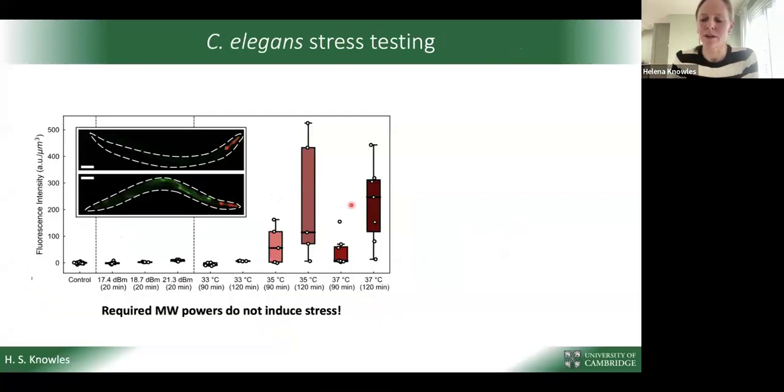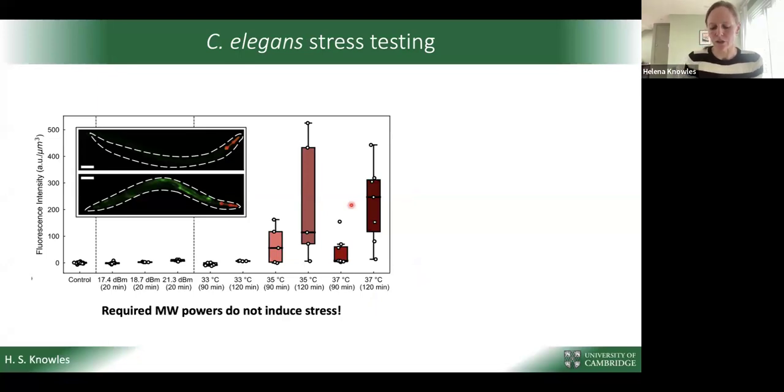And now, of course, we did our stress testing for cells, but we also want to know that these microwaves that we're applying don't perturb the worms. So what we did here, and this is in collaboration with Eric Mishka's group, who have this nice genetic variant of the C.